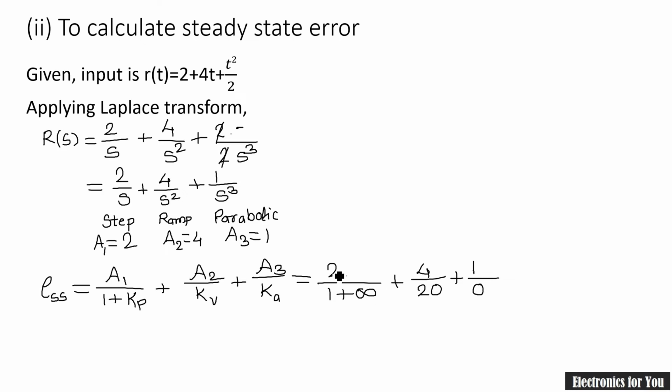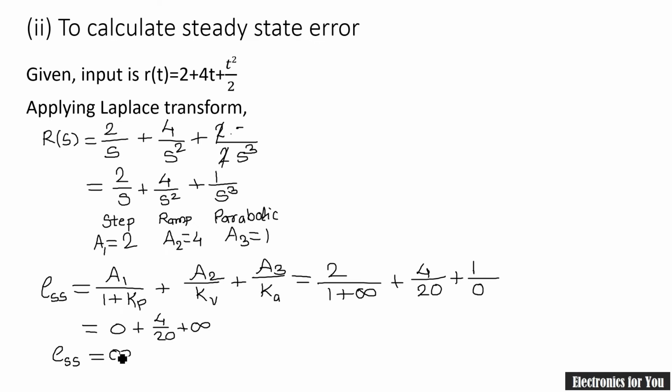Now after solving this, 2 upon infinity will be here. 1 plus infinity means infinity, so 2 upon infinity is equal to 0, plus 4 upon 20 will be there, and plus 1 upon 0 will be infinity again. Now when something is added to infinity, we get ESS equal to infinity. Here our steady state error will be infinite.